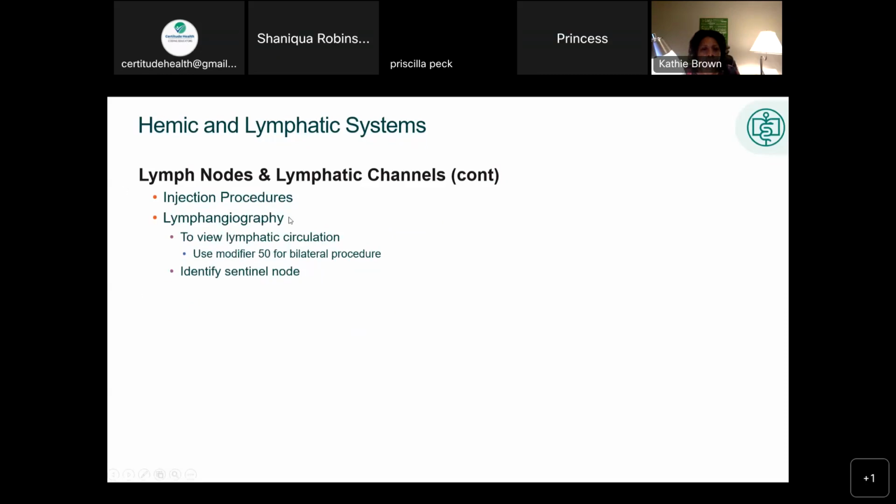Last procedure, lymphangiography. Ography or graphy is the suffix for when they're doing imaging. In this case, angio is blood vessels. So they're doing an imaging of the lymph vessels. That's how you would kind of break that down.